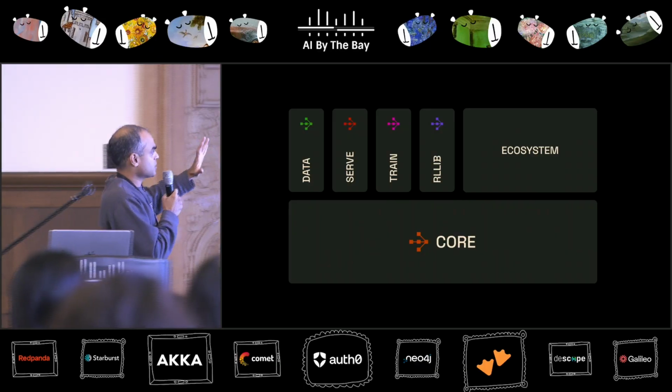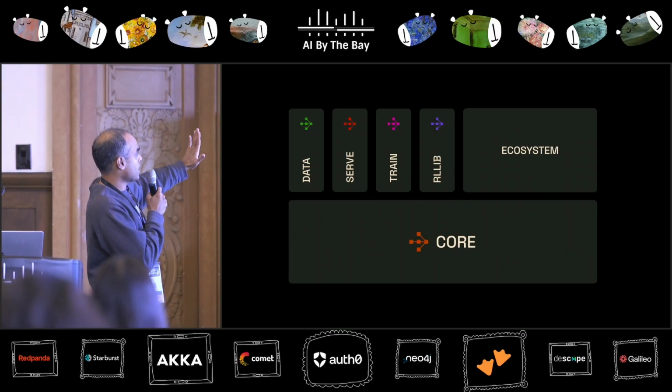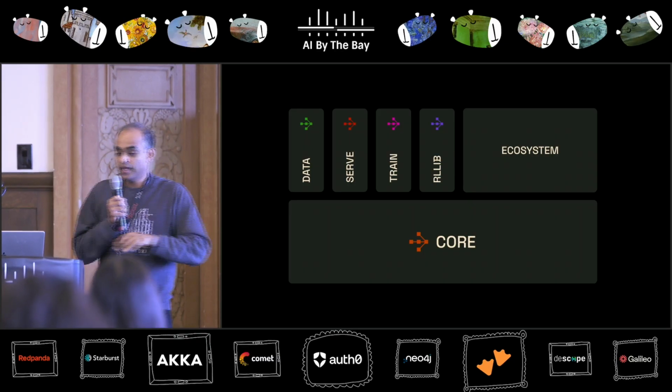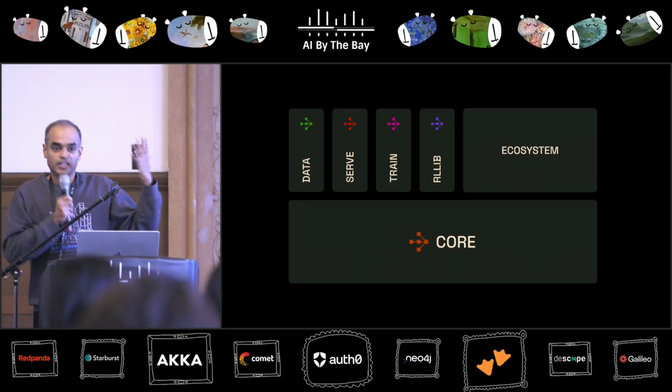So this is what the Ray ecosystem looks like. You have your Ray Core. Ray Core is responsible for all the scheduling. You have specialized libraries around data, serve, train, reinforcement learning. And then we have a rich ecosystem of various libraries that are created on top of Ray.